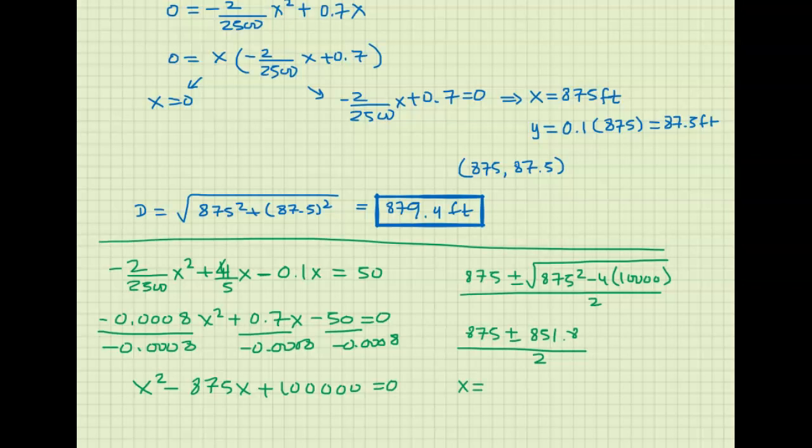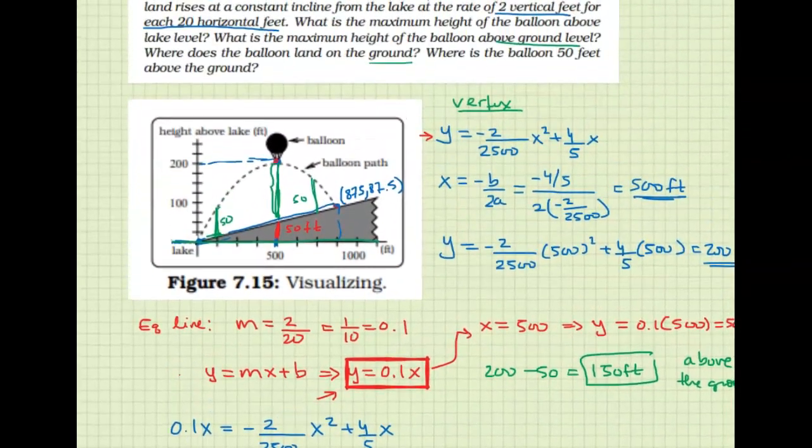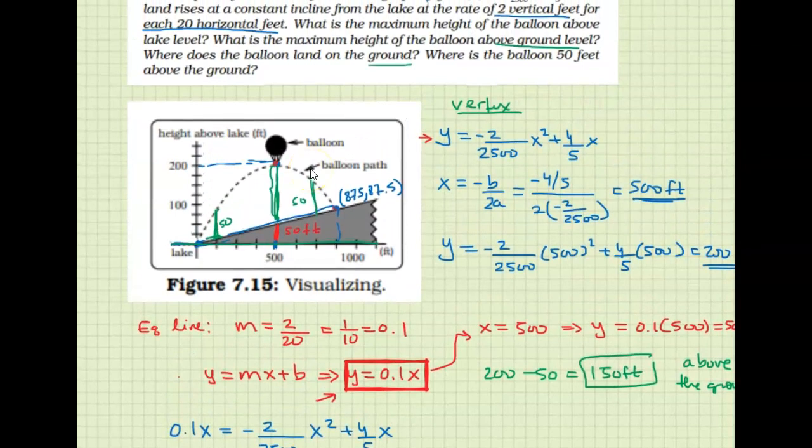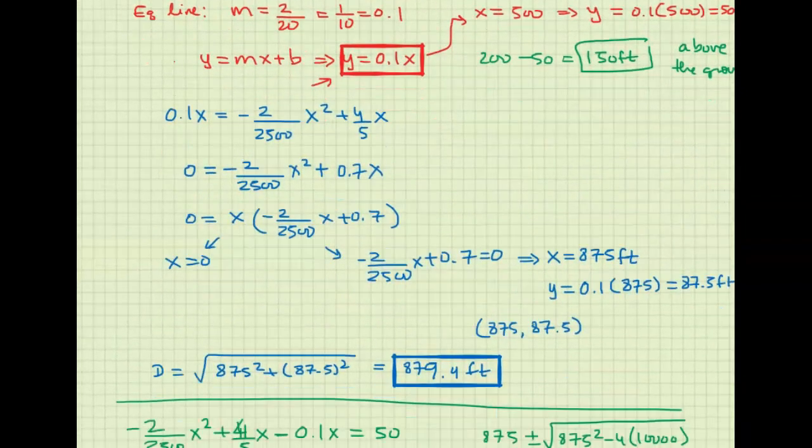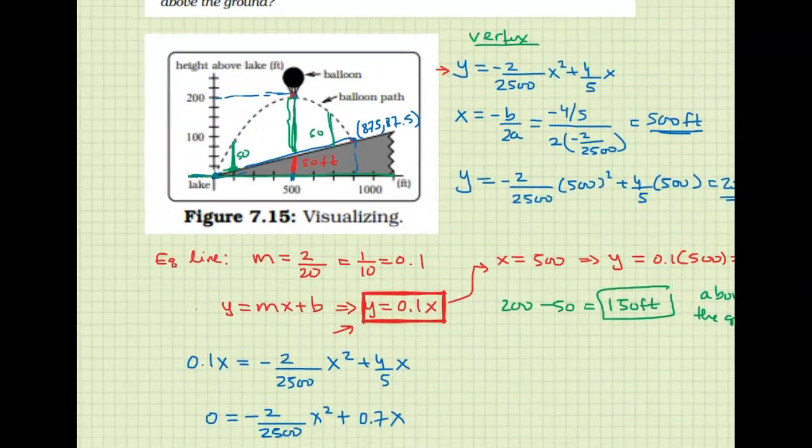So 875 plus 851.8 divided by 2 is 863.4 feet. And the other one, 875 minus 851.8 divided by 2, is going to be 11.6 feet. Alright, so those are the two locations where the balloon is 50 feet above the ground. So this is the lower value, the 11.6 feet, and then 863.4 feet is somewhere around here, like there.